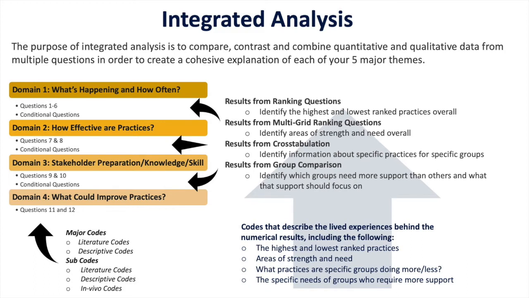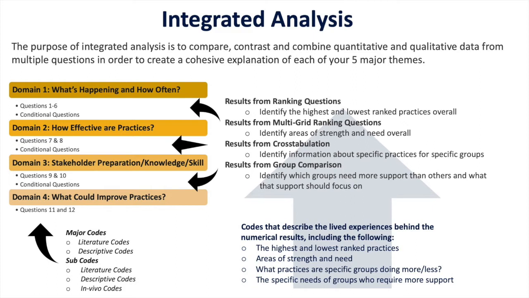So maybe our results said that teachers are lacking a particular skill significantly more than another group. So we want to look at qualitative information where we try to find if teachers are talking about that need. Maybe they're saying that they need professional development, or they're saying that this is a struggle for them or something they want to work on.